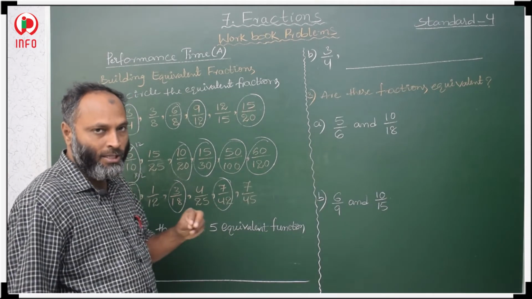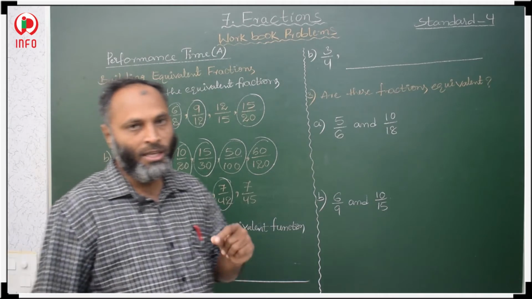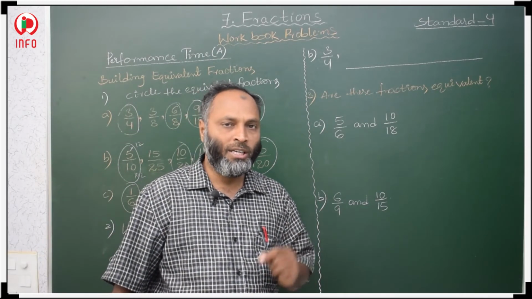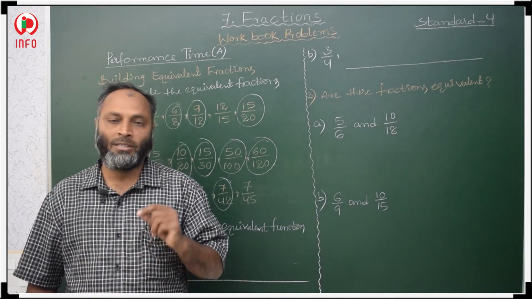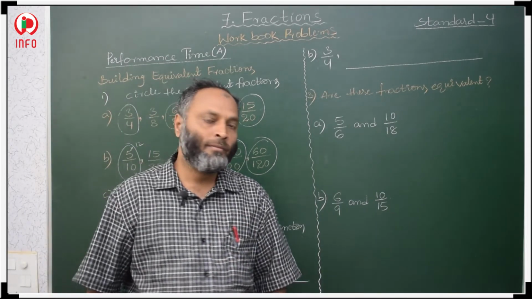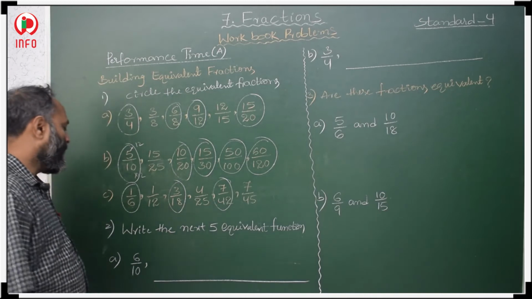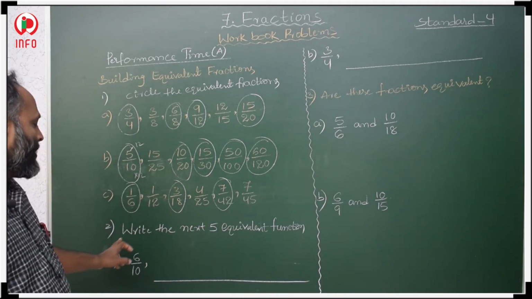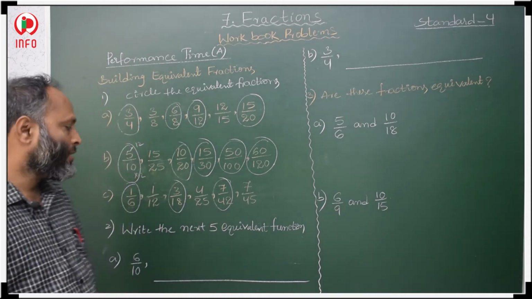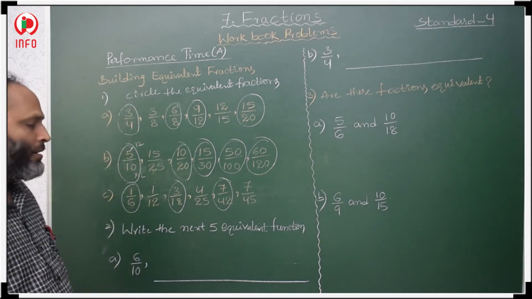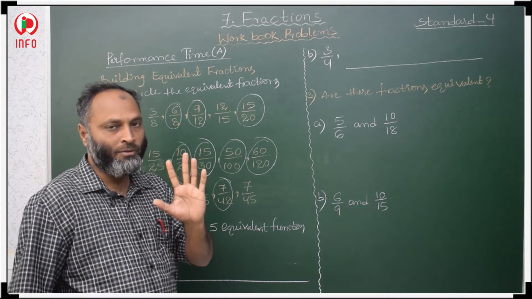Okay. So in this way you have to think first what the equivalent fractions are, find out those equivalent fractions, and circle all the equivalent fractions in the given question. Okay. Next, in the second question, write the next 5 equivalent fractions. How many equivalent fractions do we have to write? 5 equivalent fractions we have to write.